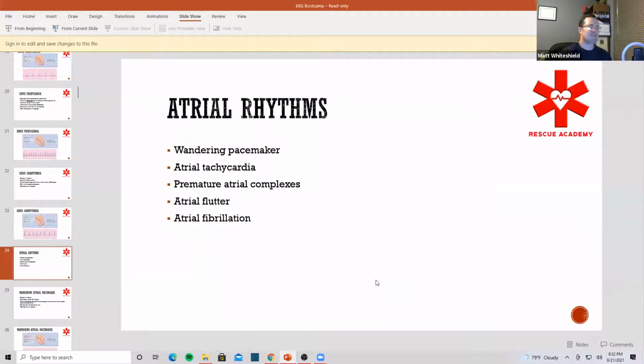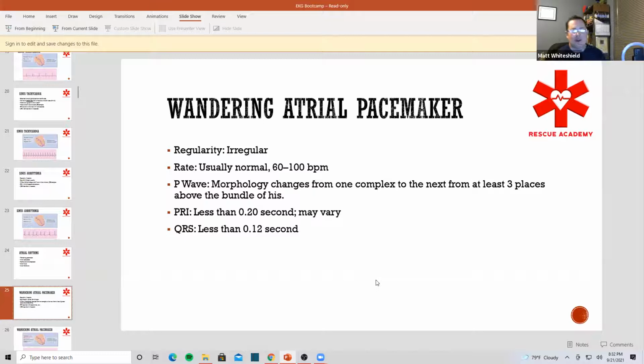All right, talking about some atrial rhythms that we need to look at. First one is wandering atrial pacemaker, or WAP. Not the same WAP that you're thinking about, right? Wandering atrial pacemaker is what we're talking about. We got atrial tach, premature atrial complex, flutter, and AFib. Let's talk about the WAP first.